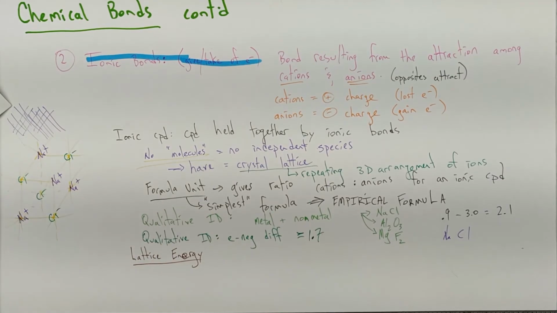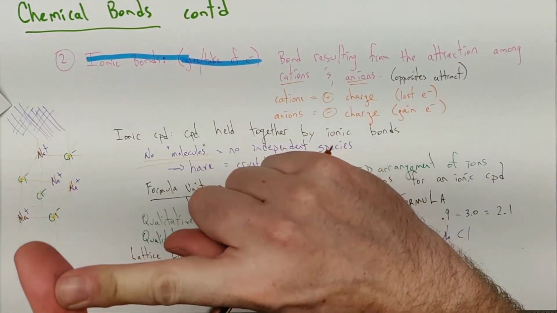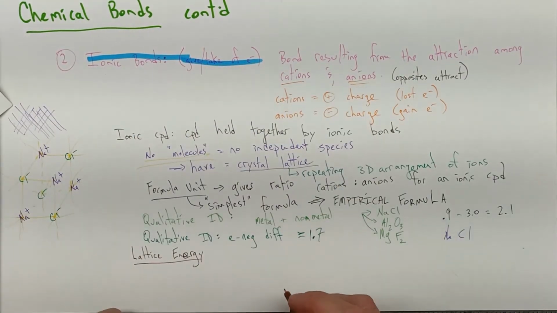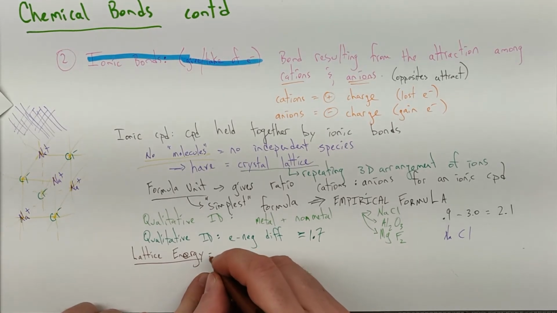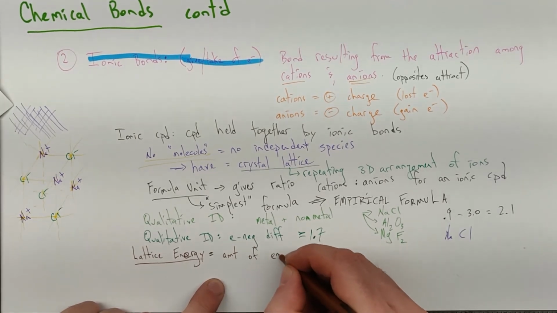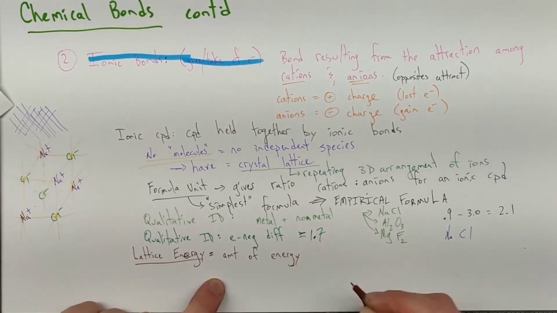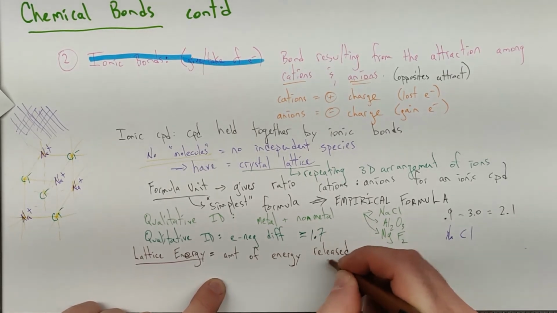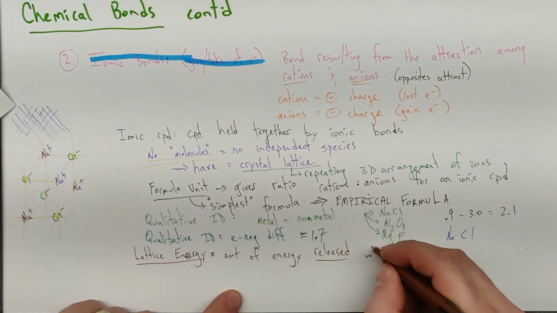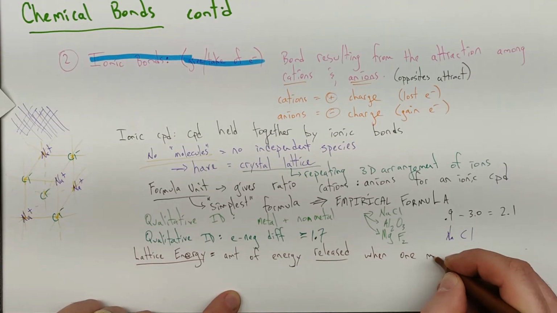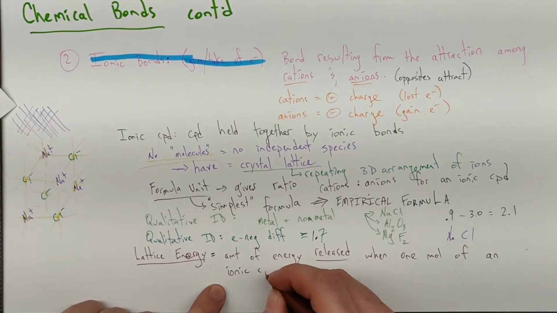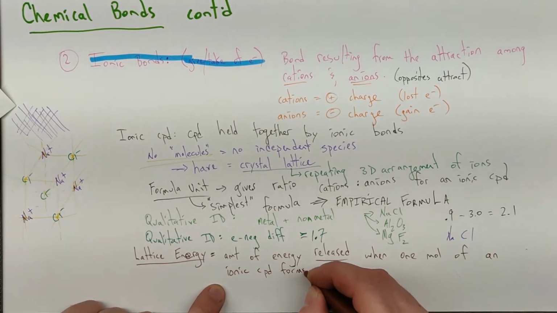All right. When we talked about bond energy for covalent bonds, we said it was the energy required to break covalent bonds. Well, when we're talking about lattice energy, we're actually talking about the reverse scenario. It's an exothermic definition, and it's based on the amount of energy released when one mole of an ionic compound forms from gaseous ions.